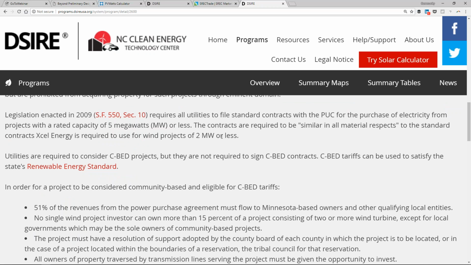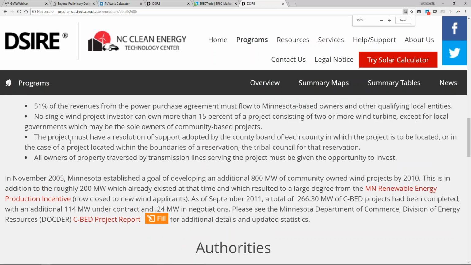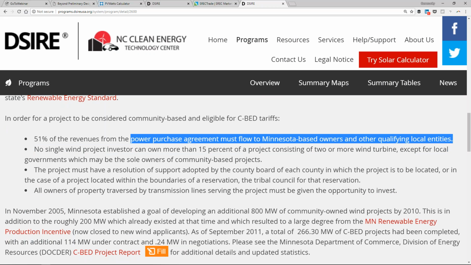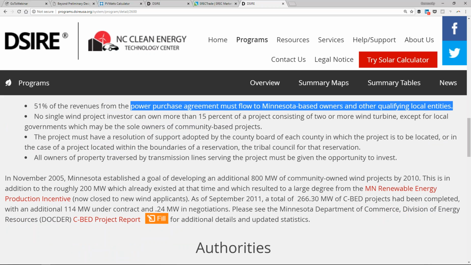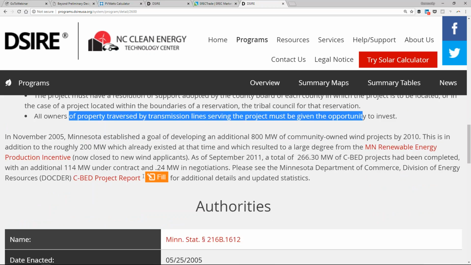The projects are required to be 5 megawatts or less. There is a buy-in that says 51% of the revenues must flow to Minnesota-based owners and local qualifying entities. All owners of the property, and so on.